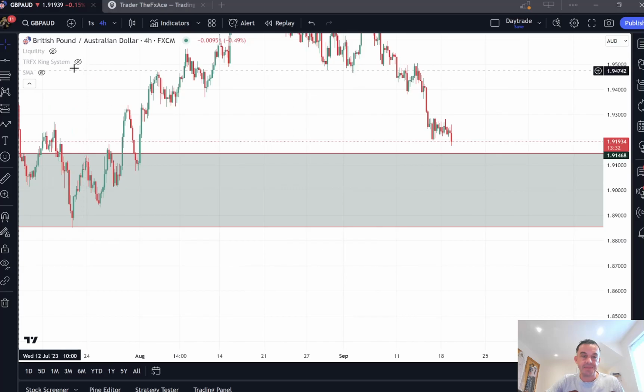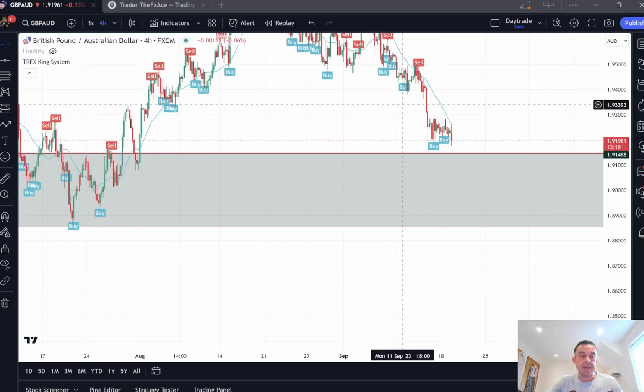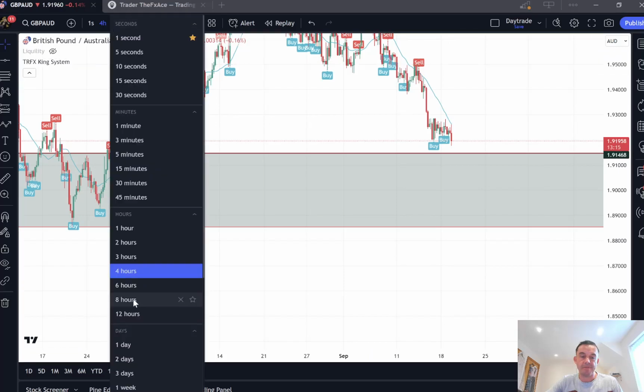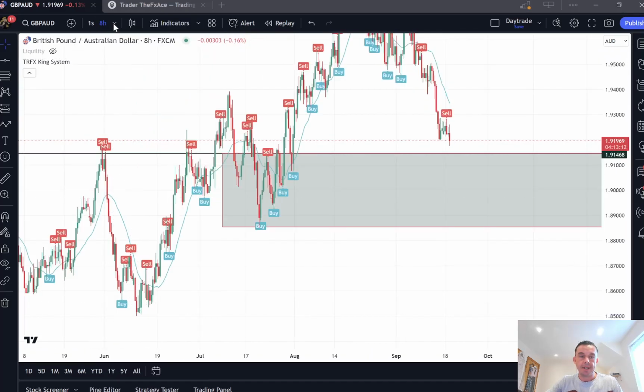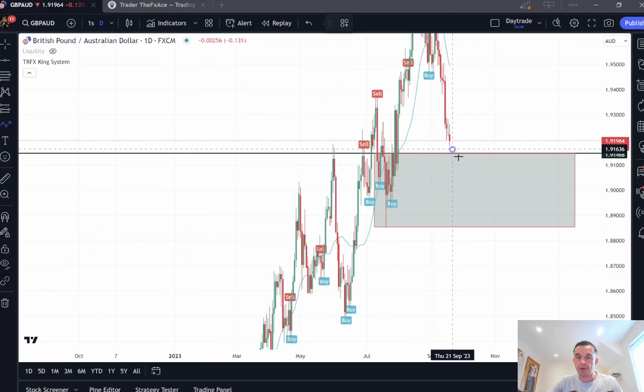So what I'm wanting to look for is, I want to use my TRFX King indicator for buy signals on the higher time frame charts, preferably an 8-hour, 12-hour, or daily signal as the market moves down under 191. So looking for a move down here, could drop down towards 190, and waiting for preferably a daily signal in this green box area. That is the entry area.